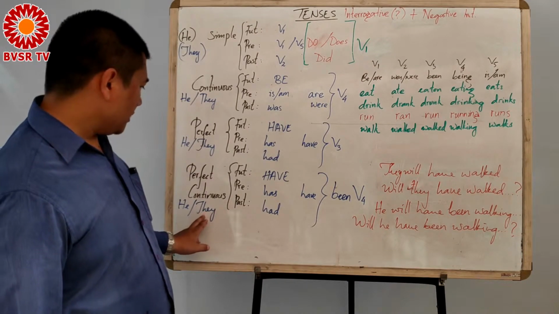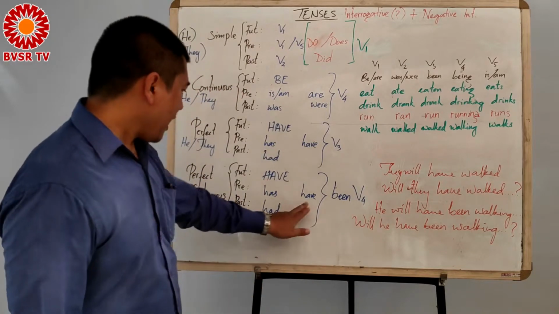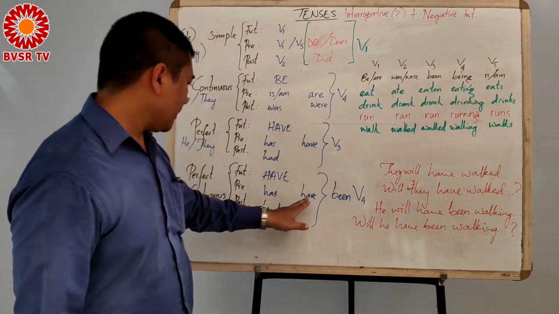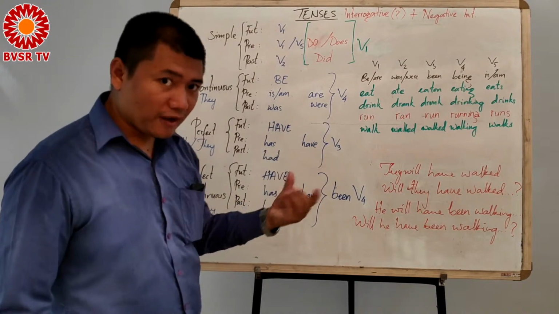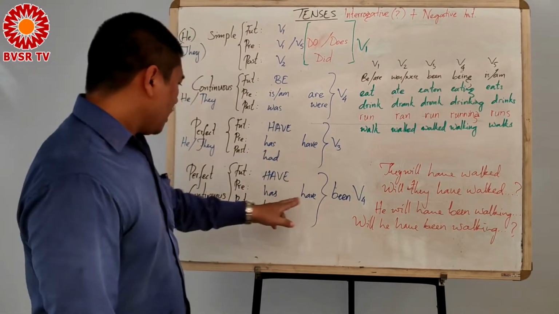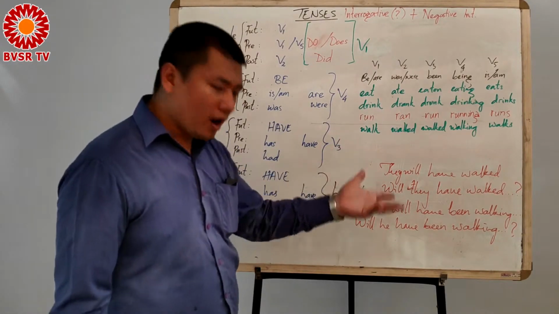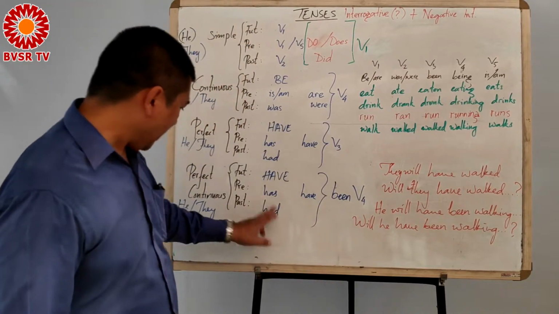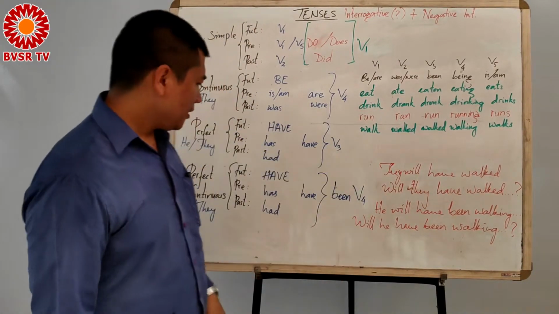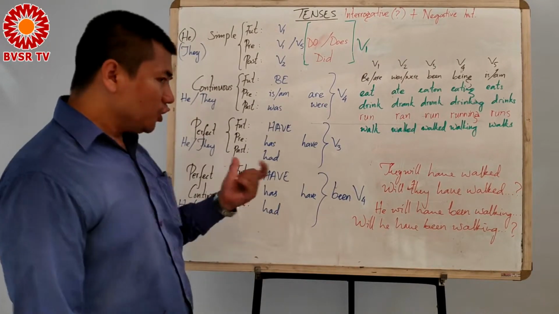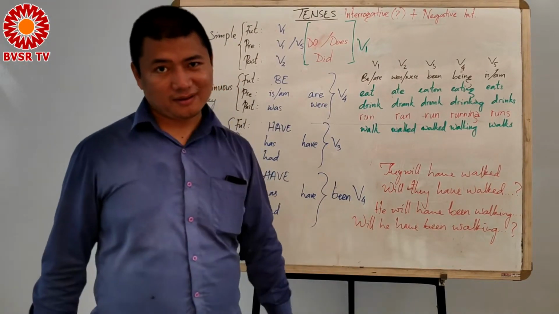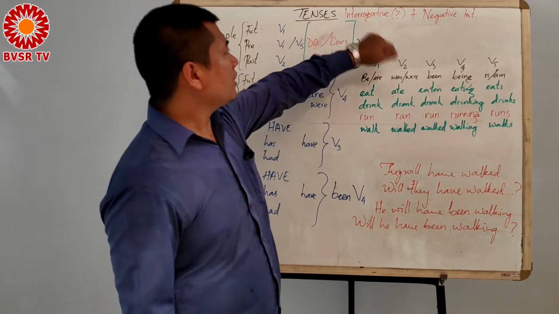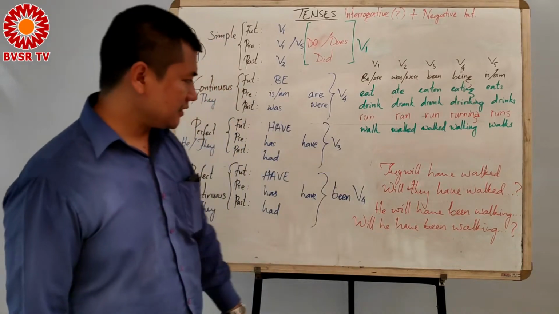And the present, they have been walking. Have they been walking? Interrogative. Negative interrogative will be, have they not been walking? We just have to add not. Past, they had been walking. Interrogative, had they been walking? Negative interrogative will be, had they not been walking? That is how we make interrogative sentences and negative interrogative sentences.